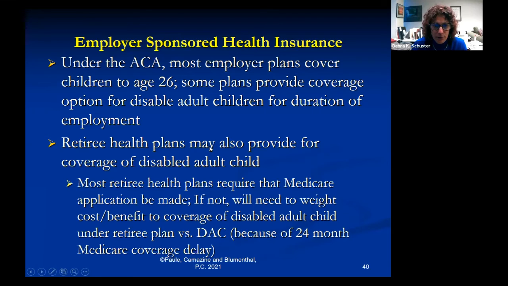So employer-sponsored health insurance. Under the Affordable Care Act, most employer plans are required to cover children to age 26, but some plans do cover children who are adult disabled children for the duration of employment. You would have to check with your employer-sponsored policy. Retiree health plans also may cover an adult disabled child. Most retiree plans, however, require that a Medicare application be made, and if not, you'll need to weigh the cost-benefit of coverage of the disabled adult child under the retiree plan versus Medicare because of that 24-month Medicare coverage delay.